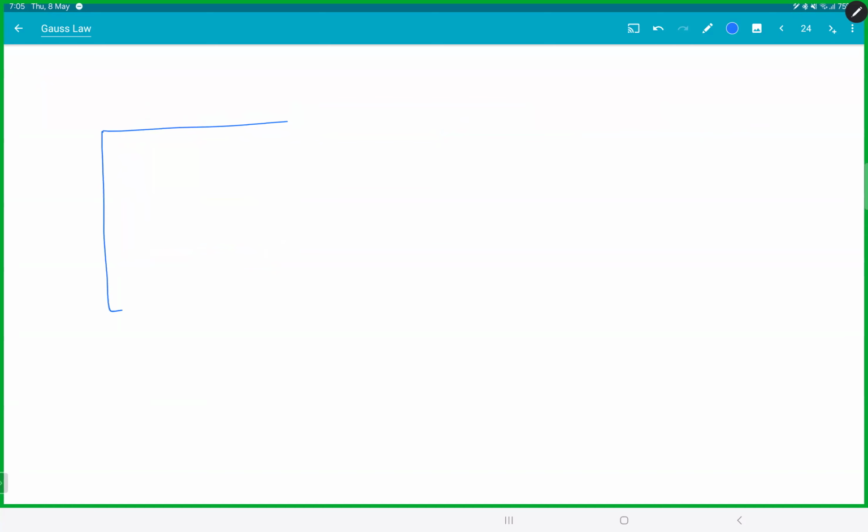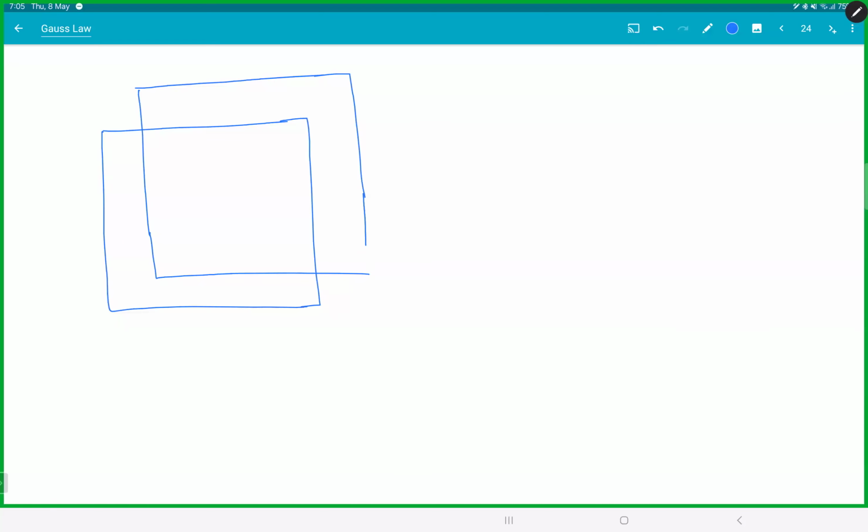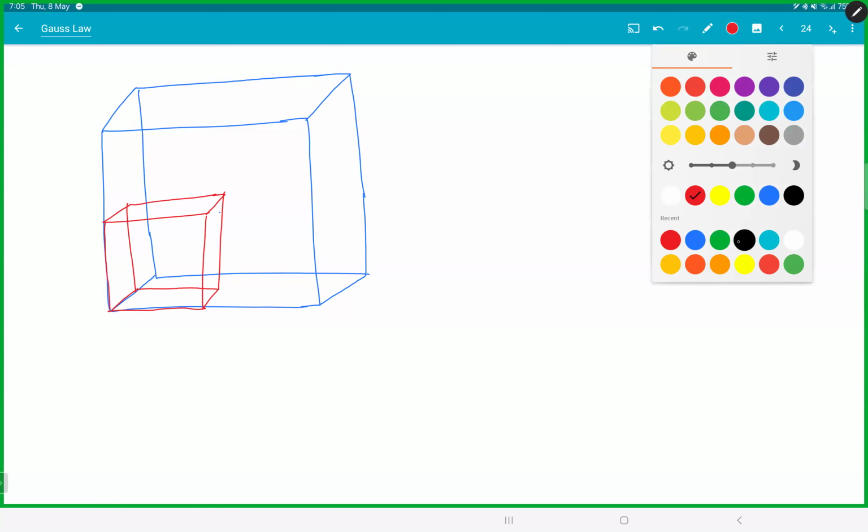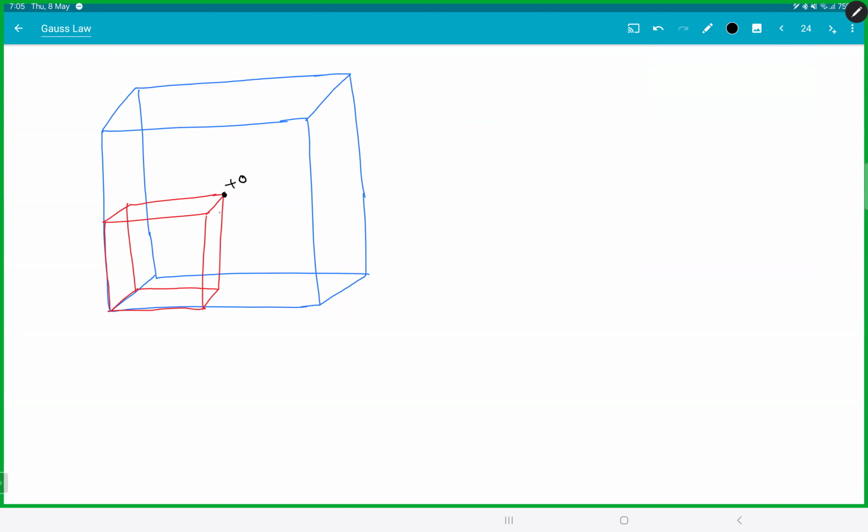So imagine I make a big cube of side 2a. Now, if you try to draw the cube here, this is that small cube, isn't it? And this charge q is now at the center. If you take a cube of side 2a, it will have 8 small cubes like this.